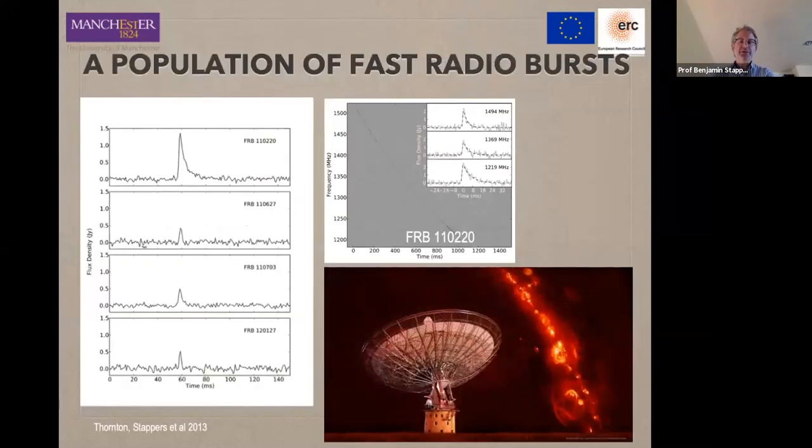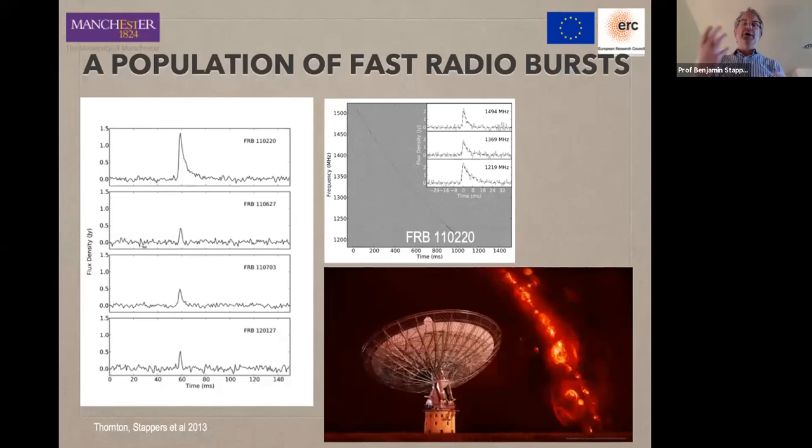Okay, so as I mentioned, we now had a population of these objects. You'll notice one interesting thing in the object on the top left, that's FRB 110220. If you look at the middle plot, what you can see is the expected delay in the arrival time of the pulse as a function of frequency, showing its dispersion measure, so that it was dispersed and therefore we know that it came from outside of the Earth. You'll also see that the profile gets broader as we go to lower frequencies. And that broadening is also associated with the material between us and the object that emitted the burst.